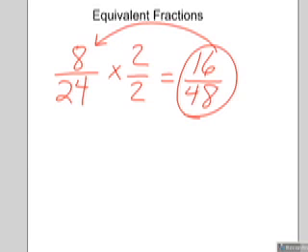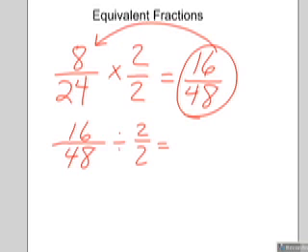So you think that's true? Yes. Well, let's test it out. Let's take 16 over 48 and let's divide by 2 over 2 and see what we get. What's 16 divided by 2? 8. And 48 divided by 2. 24. And look at that. We got the same answer here that we started with there.